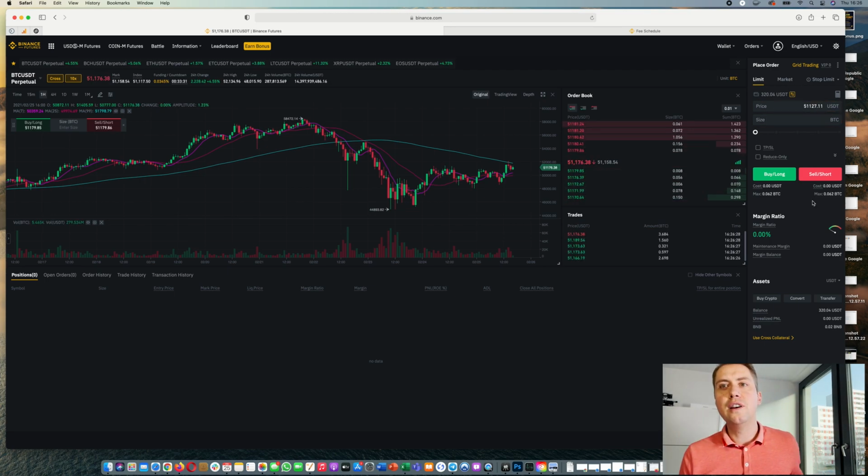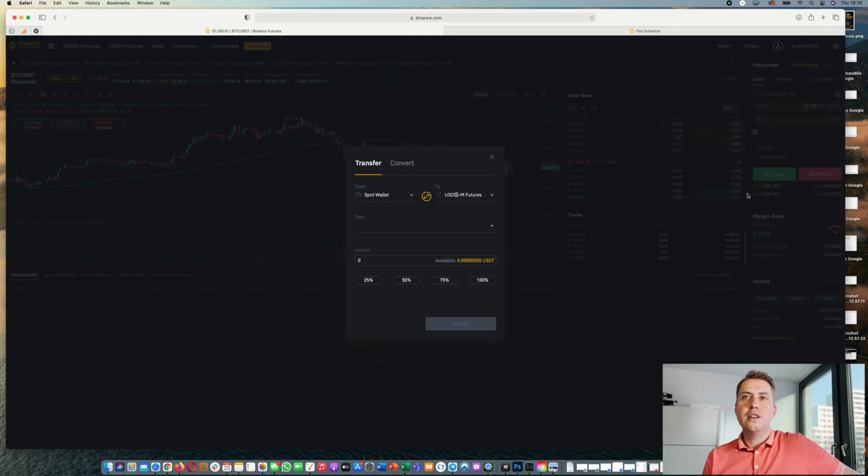The first thing we want to do is transfer money from our spot wallet to our futures wallet. As you can see here, you just click transfer and then spot to futures wallet. I could transfer here 2,600 USDT. I can say, okay, I want to transfer half of it, click confirm, and the money would be there immediately. And of course I can transfer it back anytime I want. So that's also quite easy to do.